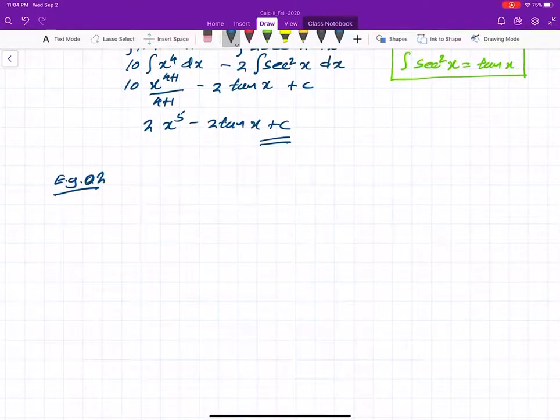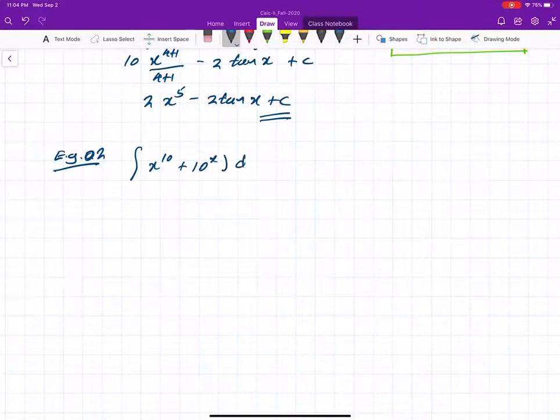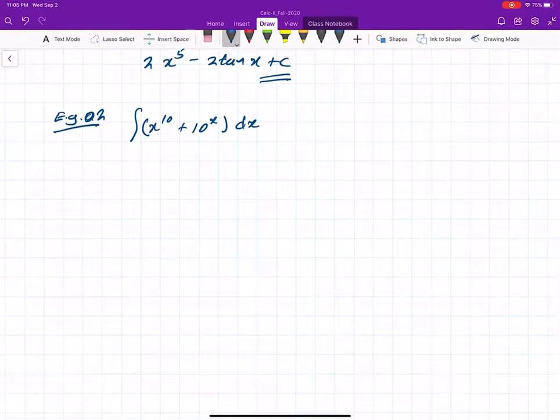In example number 2, we are going to integrate x to the power 10 plus 10 to the power x dx. The same scenario here. There are two functions. You have to split the integral into both functions. The first function says x to the power 10. Then you have to integrate that. The second function says 10 to the power x. You have to integrate that.